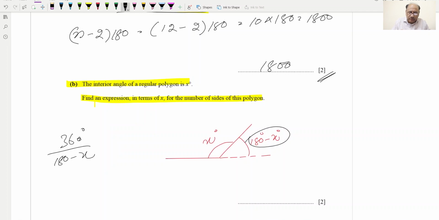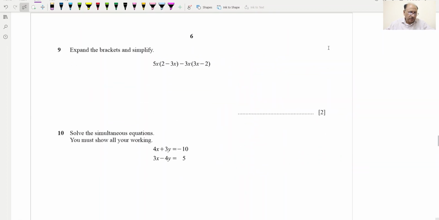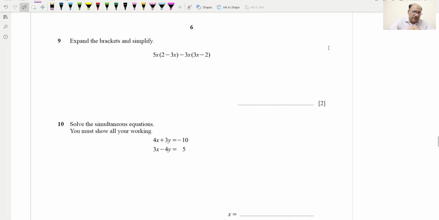Find the expression in terms of x for the number of sides of the polygon. So we can write here 360 degree over 180 degree minus x. So this is also in degrees, and this is 2 mark question which we are done with. Now we can move to the next question. Question number 9 says expand the brackets and simplify. So we can open the bracket.